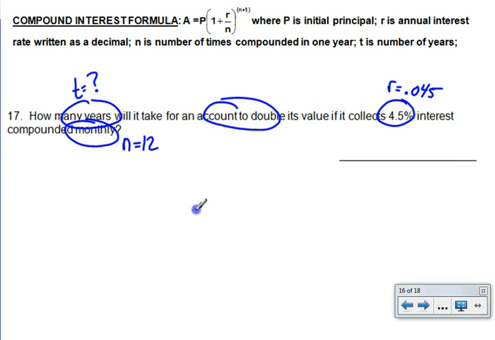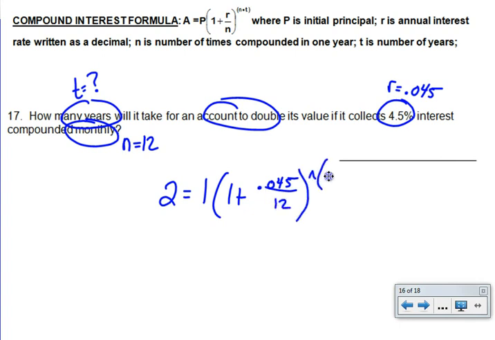So it doesn't really matter what you invest, because the ratio of the investment to the final amount of money is always going to be a 2-to-1 ratio. So what I'm going to do is I'm going to say 2 equals, and then 1, and all you have to make sure is that the numbers right here are in a 2-to-1 ratio. So you could have put like a 10 here and a 5 here, or a 100 here and a 50 here. It doesn't matter as long as it's a 2-to-1 ratio. 1 plus, our rate is 0.045, our n is a 12, and then up in the exponent, we got 12 and then t, which we don't know.